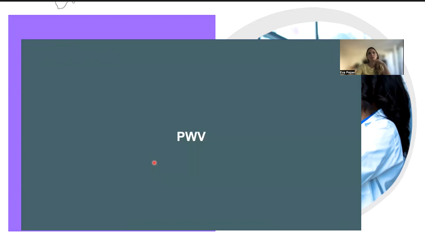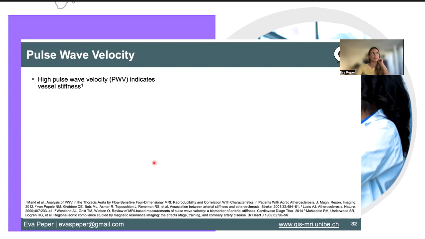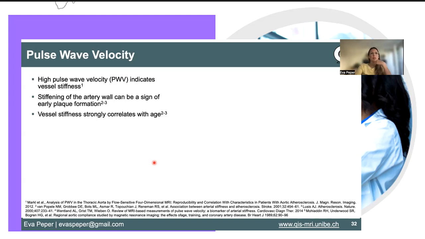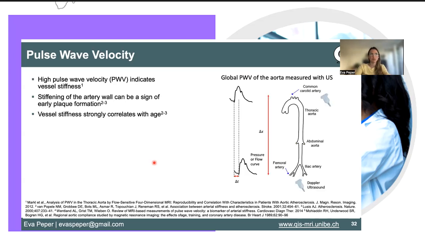Second, briefly, pulse wave velocity. That is another biomarker that's actually indicating the vessel stiffness, which can be, again, a sign of stiffening. Of course, if a low wall shear stress, a high pulse wave velocity can be a sign of stiffening of the artery and plaque formation. And also stiffening correlates with age.